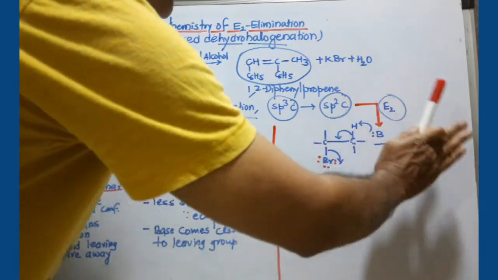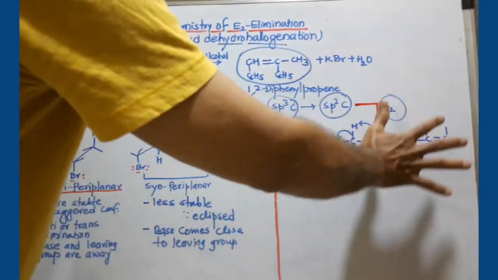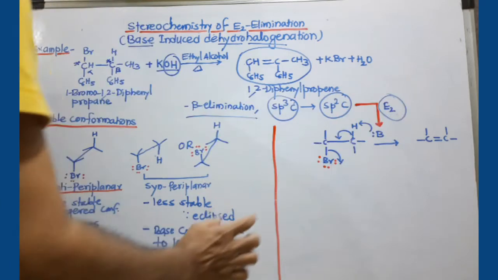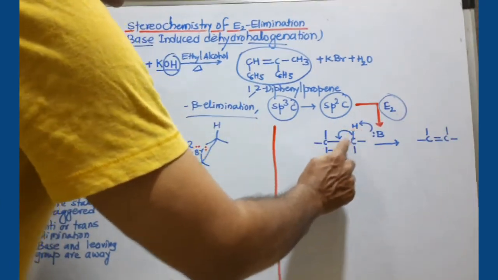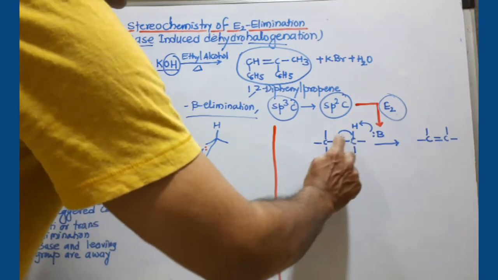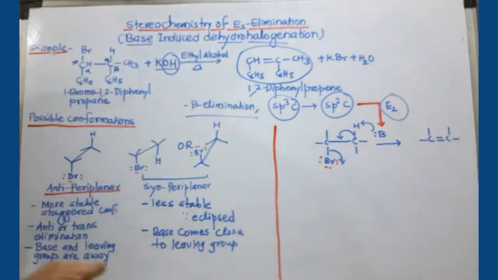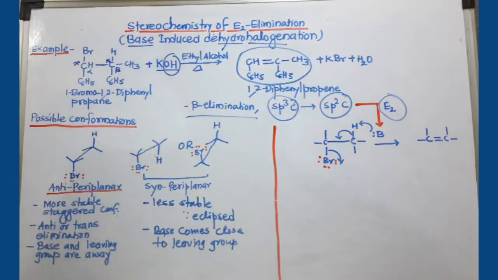So this is the general form of the E2 elimination reaction taking place in one step, where simultaneously the proton is removed, the leaving group is removed, and the pi bond is produced between the alpha and beta carbon. So this is all about the elimination reaction. Now moving toward the stereochemistry.